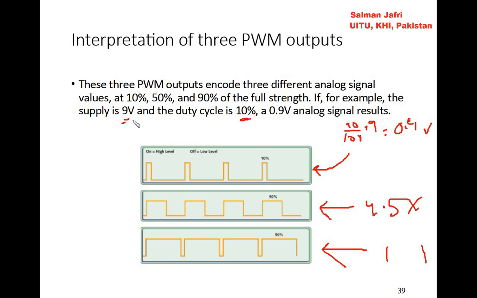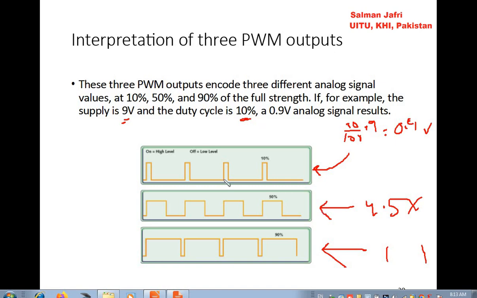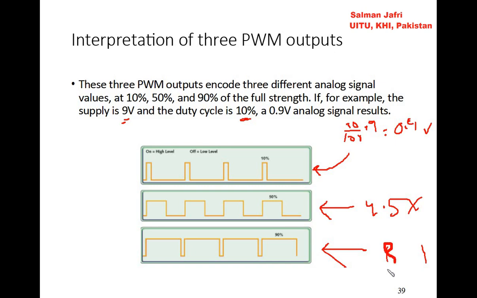Right, so if the supply voltage is 9 volts and duty cycle is 10%, so 10 over 100 times 9, which is basically 0.9 volts. Similar is the case at 50% duty cycle, right? So it would be half of the voltage, or 4.5 volts. At 90% it would be about 8.1 volts. And if the duty cycle is 100%, the waveform is never off, so we get the maximum, the full voltage, right? So this is the interpretation.